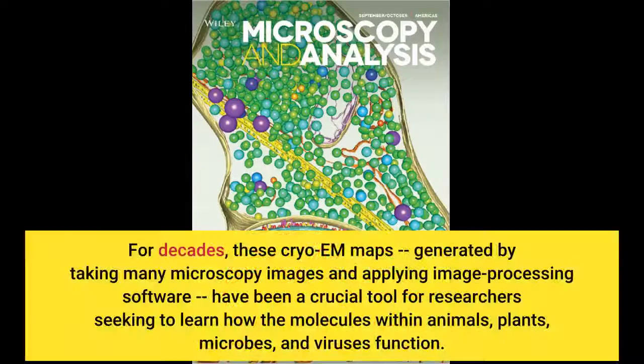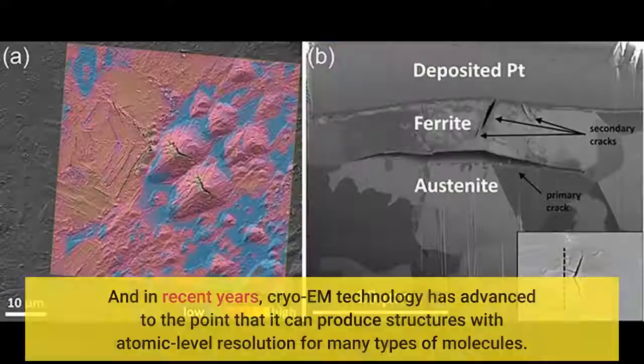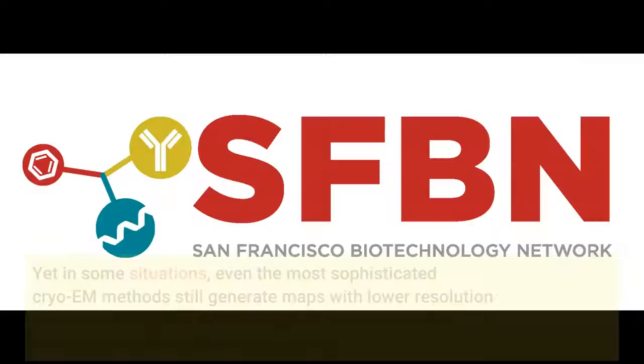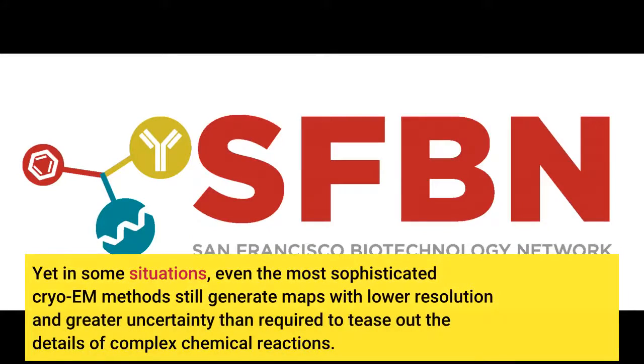For decades, these cryo-EM maps, generated by taking many microscopy images and applying image processing software, have been a crucial tool for researchers seeking to learn how the molecules within animals, plants, microbes, and viruses function. And in recent years, cryo-EM technology has advanced to the point that it can produce structures with atomic-level resolution for many types of molecules. Yet in some situations, even the most sophisticated cryo-EM methods still generate maps with lower resolution and greater uncertainty than required to tease out the details of complex chemical reactions.